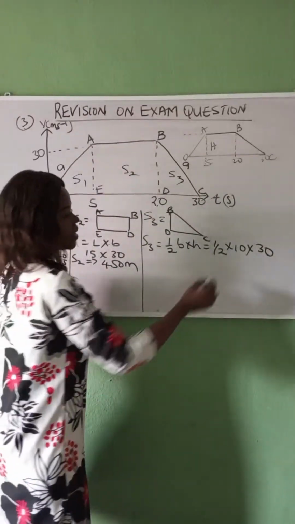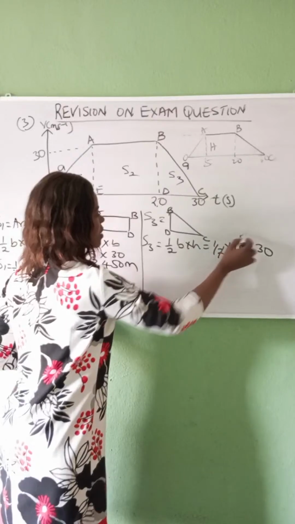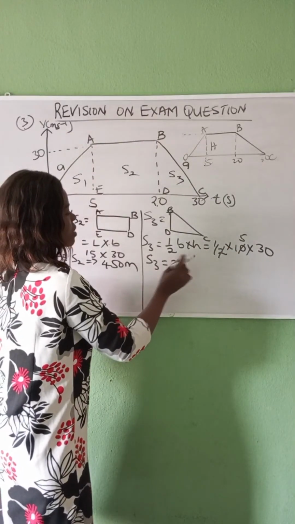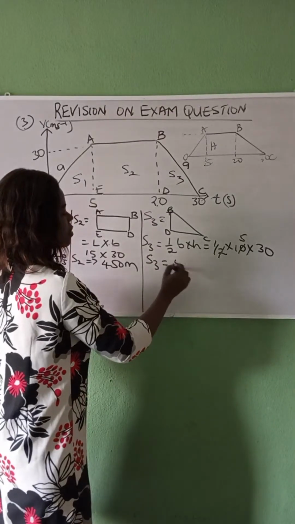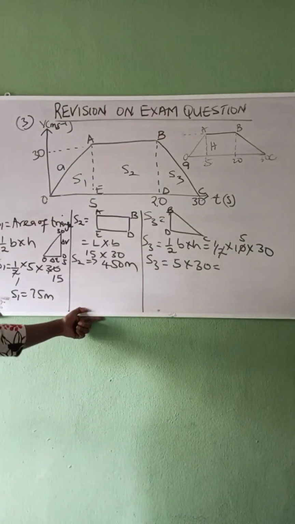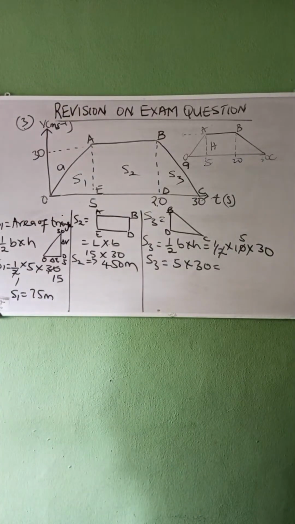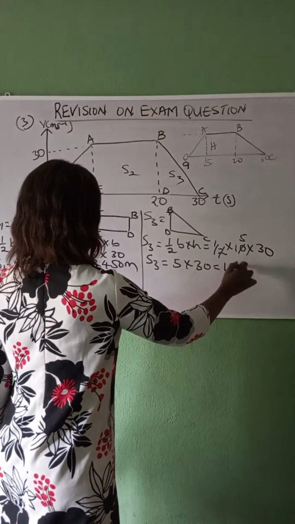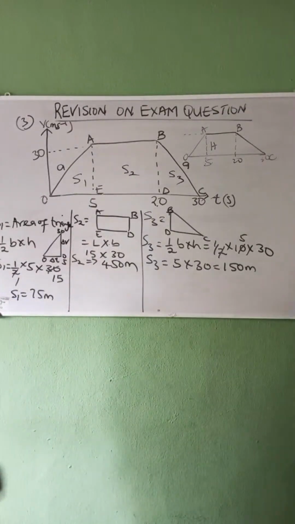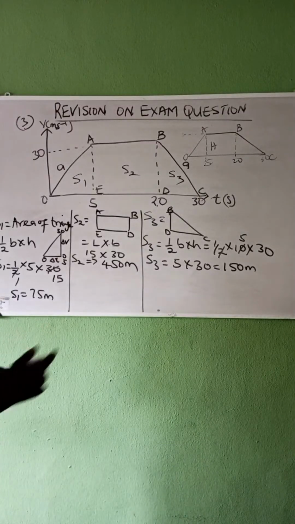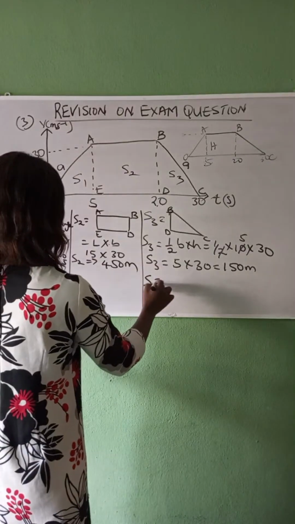Okay? Now this cancels to give me what? 5. So S3 is equal to 5 multiplied by 30. What do I have? I'm going to have 150. Okay? Is that okay?